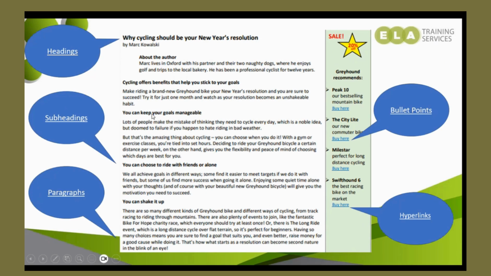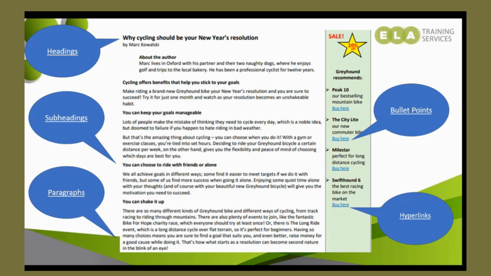Headings will always be found at the top of a text. They will inform you what the text is about. Subheadings are used to break down sections of the text and are often underlined or in bold. Paragraphs are sections of text that help make the text easier to read. Bullet points are used as either numbers, sometimes symbols, sometimes letters, to help pick out key pieces of the text.